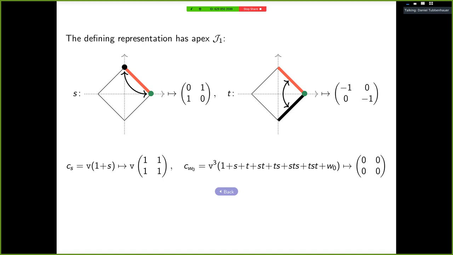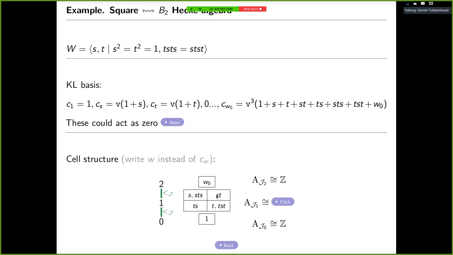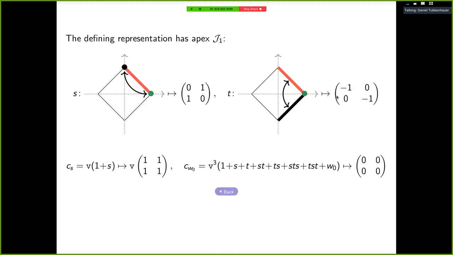What you now would need to check is that I claim the apex is the one in the middle. So what I would need to check is that one of these doesn't annihilate it, for example S, and W0 annihilates it. And it's just a calculation using those two matrices. For example, C_S is 1 plus S, so ignore the v. So it's basically 1 plus S, and the matrix is only made from ones. If you do the calculation for the longest element, you will see it actually acts as zero. And this is how you would define an apex in general.